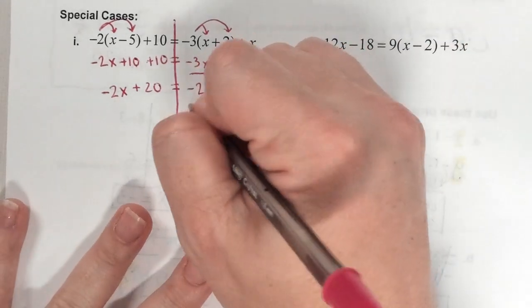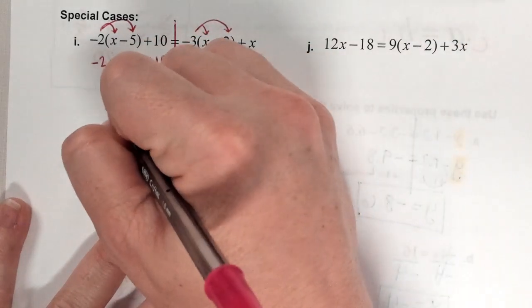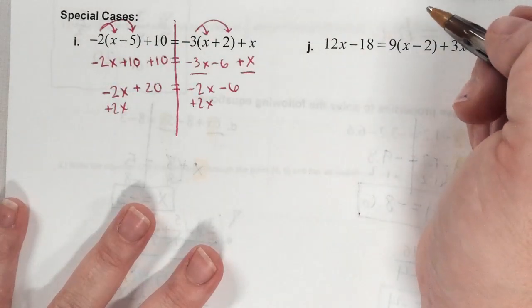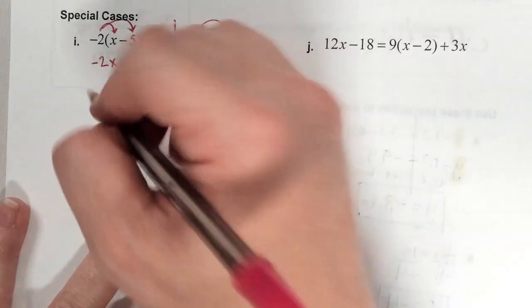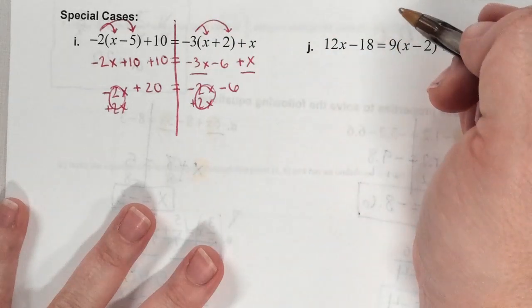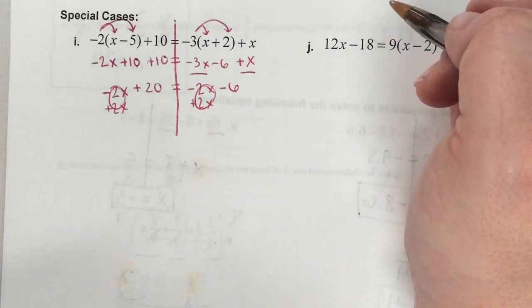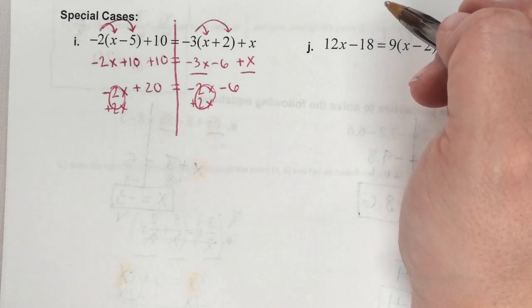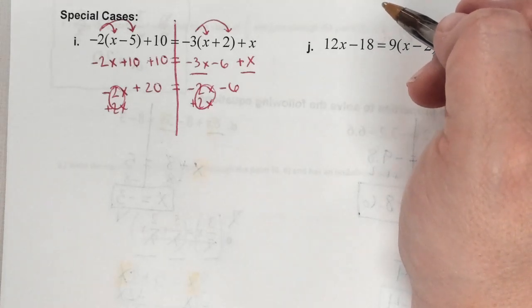Okay, so watch. When I do plus 2x to get rid of this, what happens on both sides? They zero out on both sides. I know I said 0 is a number, but we're solving for letters. If the letters are gone, can I continue solving? No. That's why we stop.